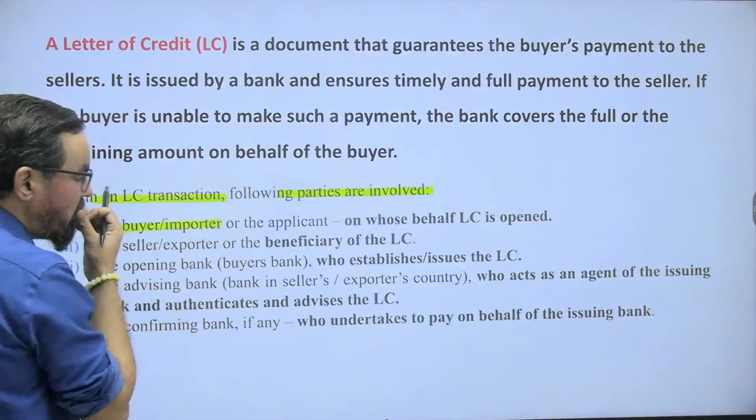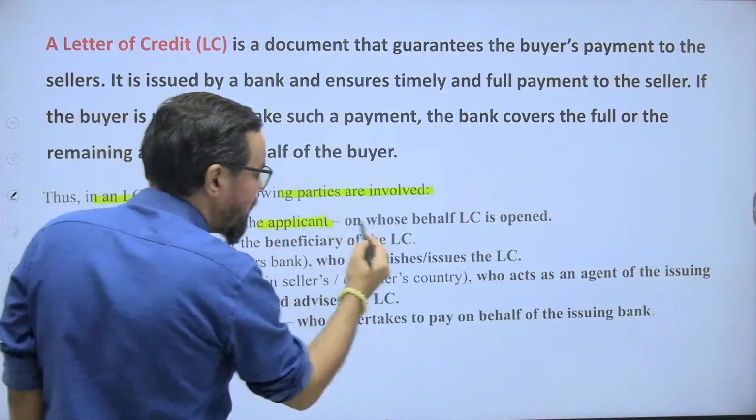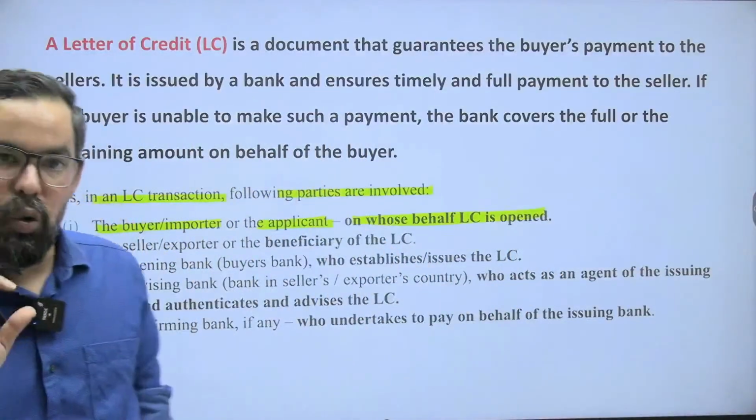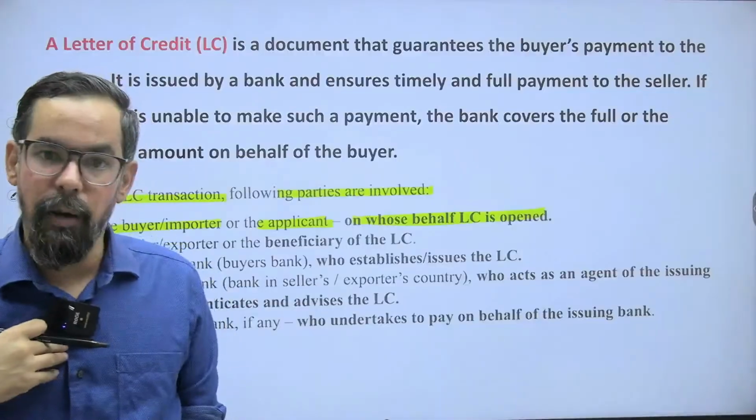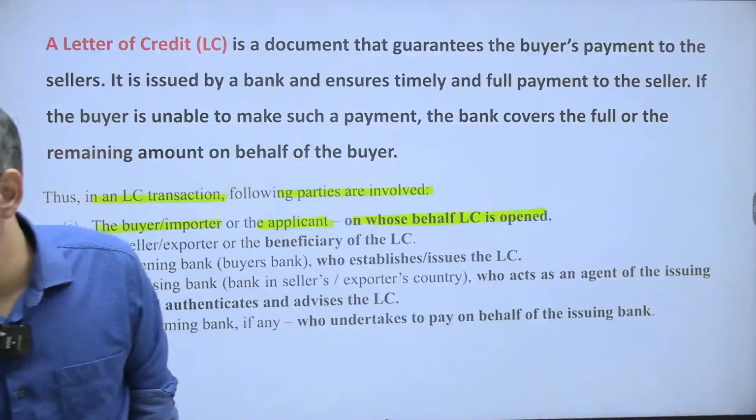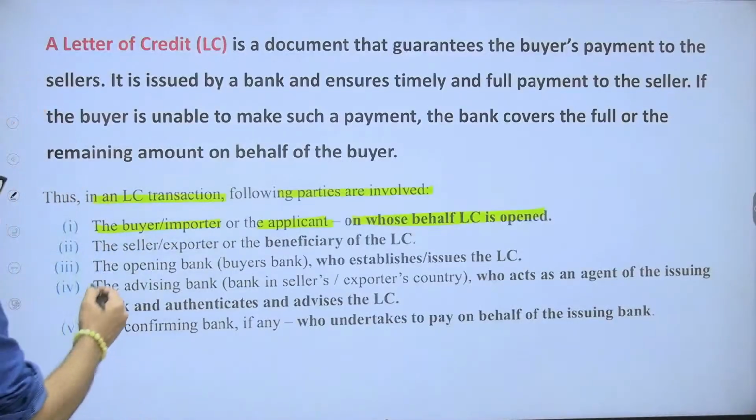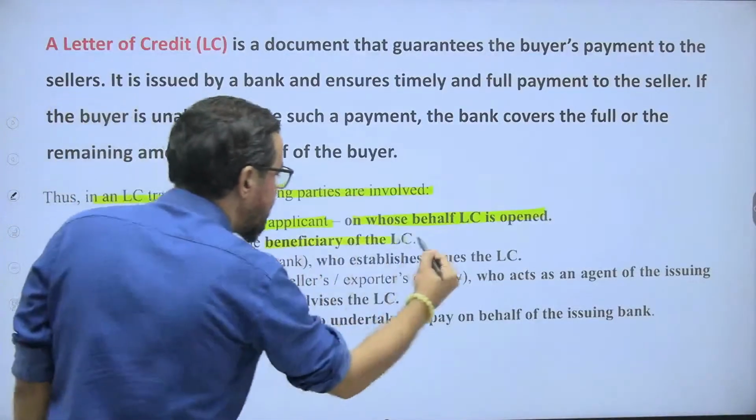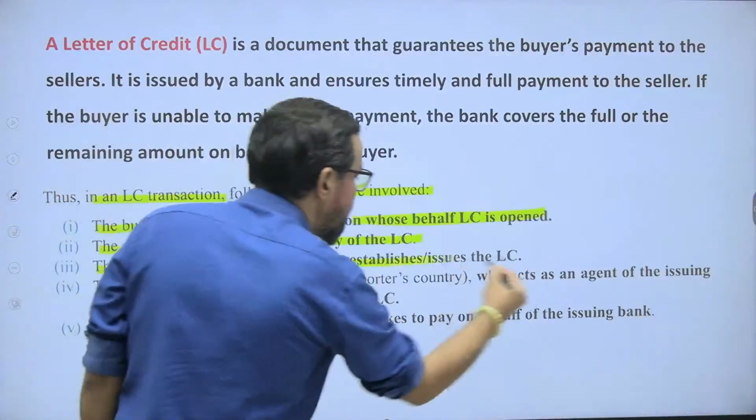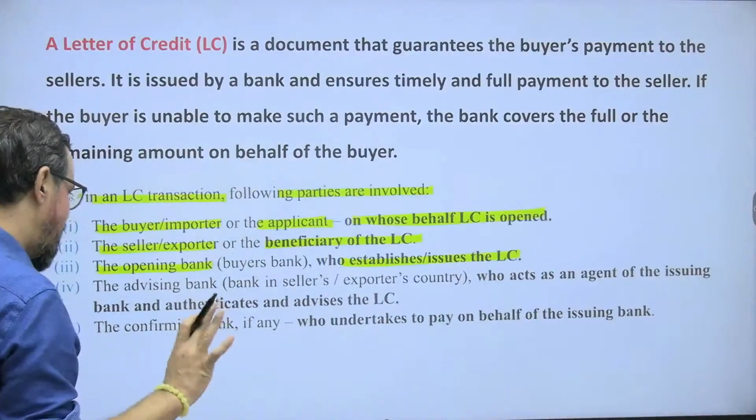The buyer or importer, also known as the applicant, is the one on whose behalf the LC is opened by the opening bank itself. For our bank, it is a fee-based service, categorized under contingent liability. The seller is generally known as the beneficiary. The opening bank is the buyer's bank, which establishes or issues the LC.